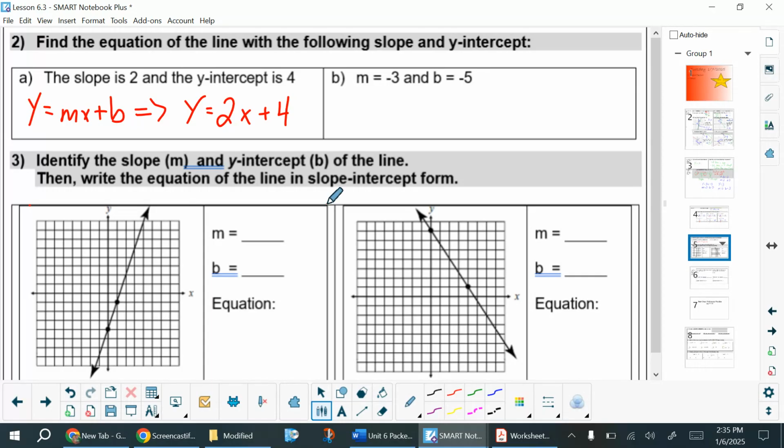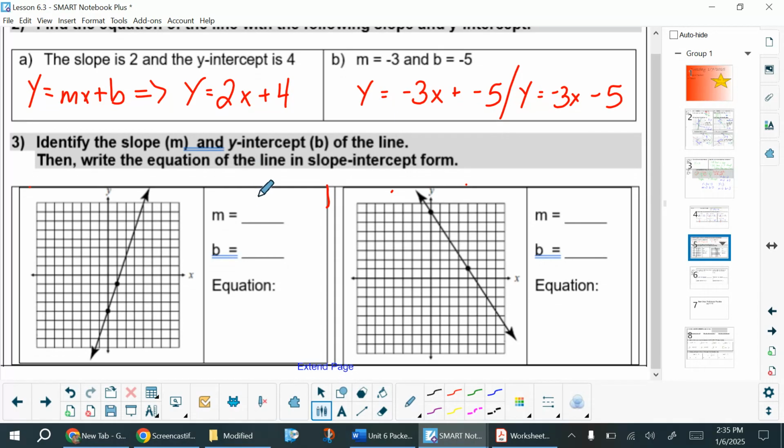Okay, so on this one, we should be really careful with the negative signs. My m is a negative 3, so negative 3x. And I could write this as plus negative 5. But we're not ever really going to do that. Really, we're going to go with y equals negative 3x minus 5. You could certainly write the plus negative 5. It's not really a problem.